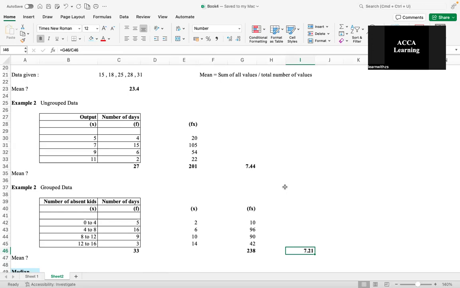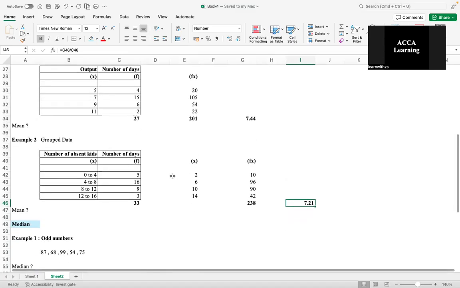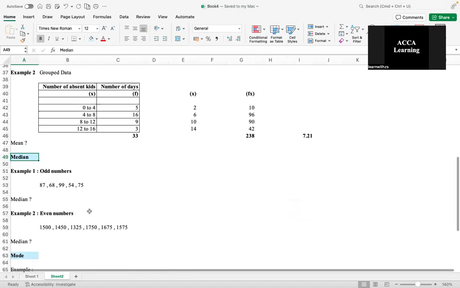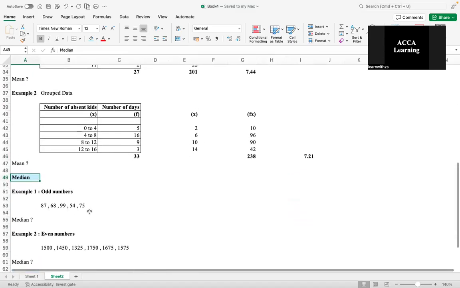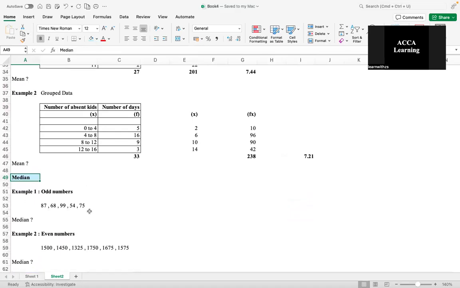Now, talking about something called your median. So what is median? It is another measure of central tendency. It represents the middle value of a set of numbers when the numbers are arranged in order. You have to arrange all the numbers given in the set in ascending order in order to find your mid value. So you need to order your numbers from smallest to largest.